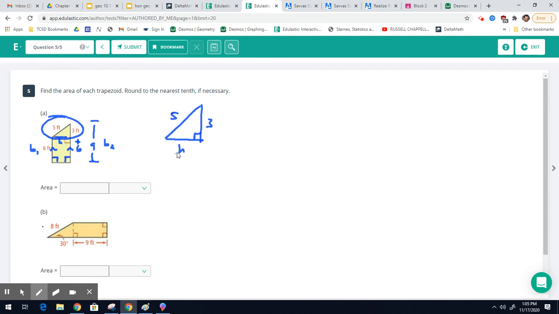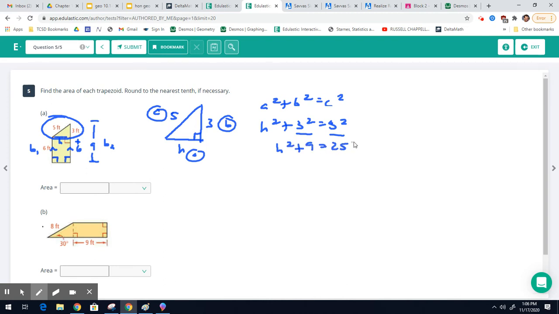Well, we just got done with a whole unit on right triangles. If I know 2 of the 3 sides of a right triangle, can't I find the third side using the Pythagorean Theorem? I believe I can. a squared plus b squared equals c squared. In this picture, let's let h be a, let's let 3 be b, and the hypotenuse 5 must be c. So h squared plus 3 squared equals 5 squared. Simplify the squares individually. h squared plus 9 equals 25.